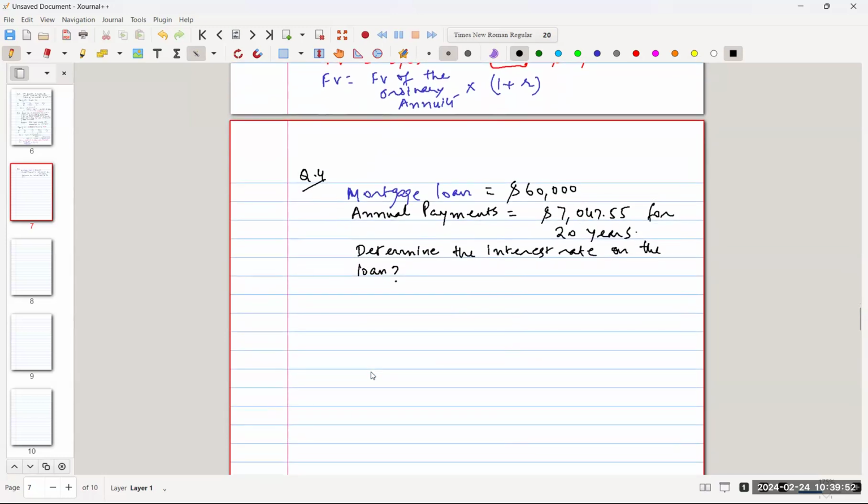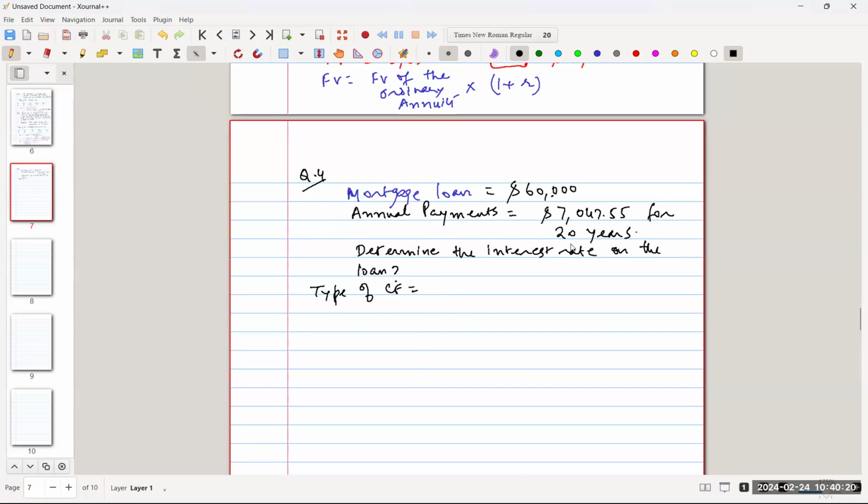So what are the types of cash flows implied here, first of all? Well, we will be making annual payments. We will be repeating the same sum again and again, and we'll keep doing that for 20 years. Also, we have taken a mortgage loan. When do you take a mortgage loan? You take a loan today, and in future you will make these payments.